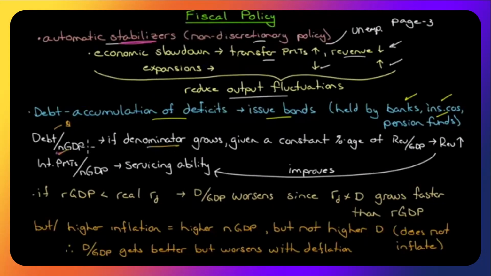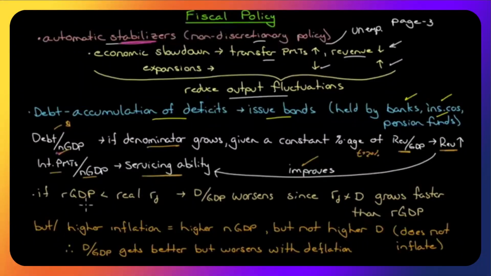If the denominator grows, which is nominal GDP, and you have a constant percentage of revenue to GDP, such that your weighted tax take of the whole economy is, let's say, 20%, and you can grow nominal GDP, your revenue increases. If your revenue increases, it improves your second ratio, which is your interest payments to nominal GDP. This measures your servicing ability.